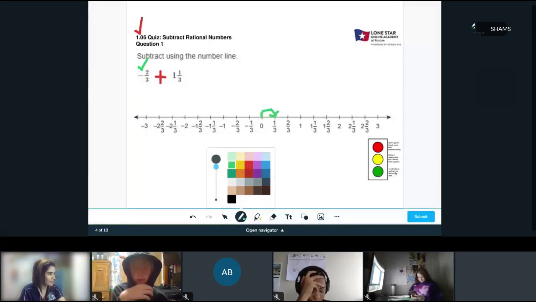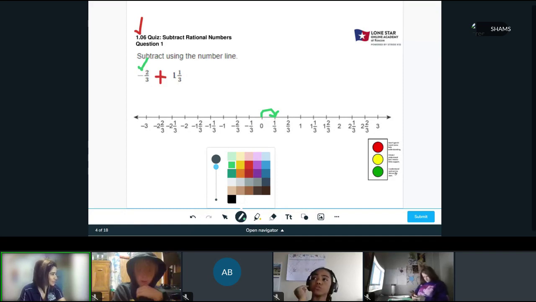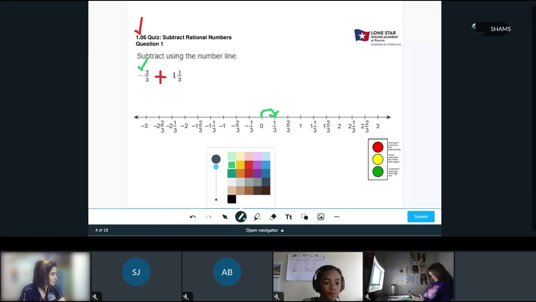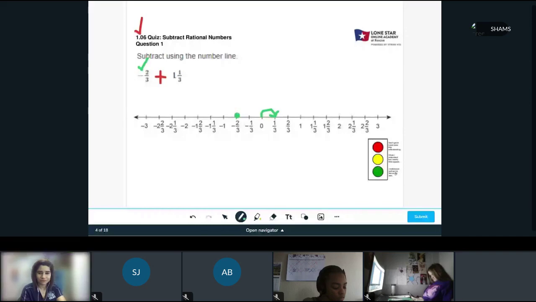Put a dot by -2/3, everybody. We want to use number lines to solve these questions. So Christian, good. Put a dot by -2/3. And very good, Bentley. Surya, very good. Let's go ahead and I'm going to put a dot by my -2/3. So -2/3 is over here. The first one is -1/3 and then it's -2/3 right here.